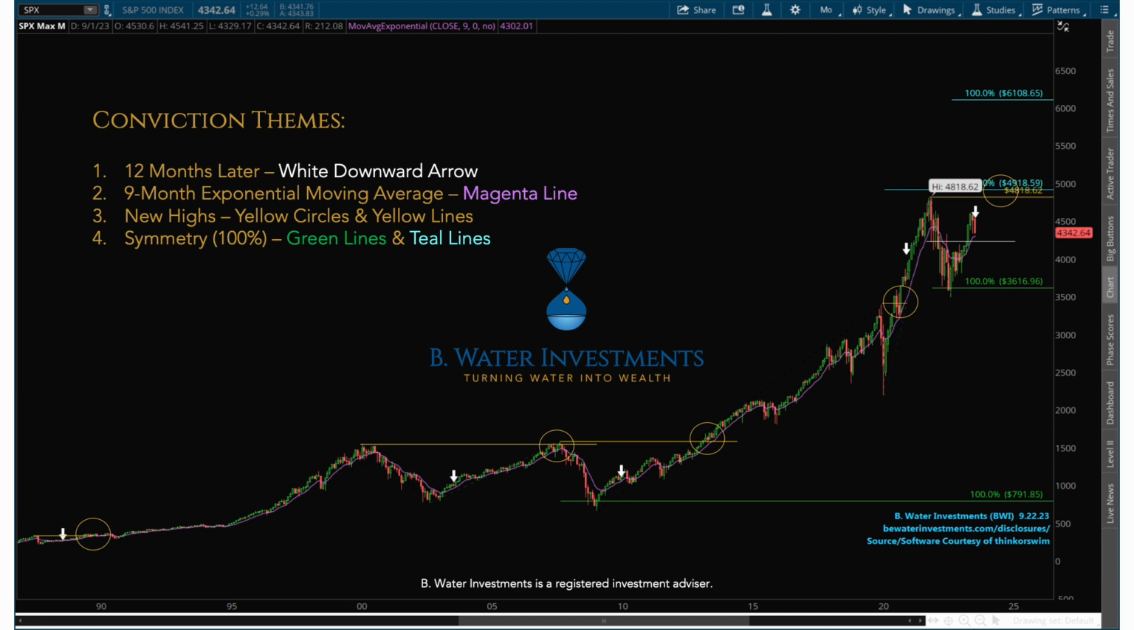Now, this far away, zoomed out on a monthly chart, you can't see that, but you can see that the arrow points to a higher price in the chart. Look at all the appreciation in assets of the 500 companies that make up the S&P 500, the market cap weighted index. Look at the right.